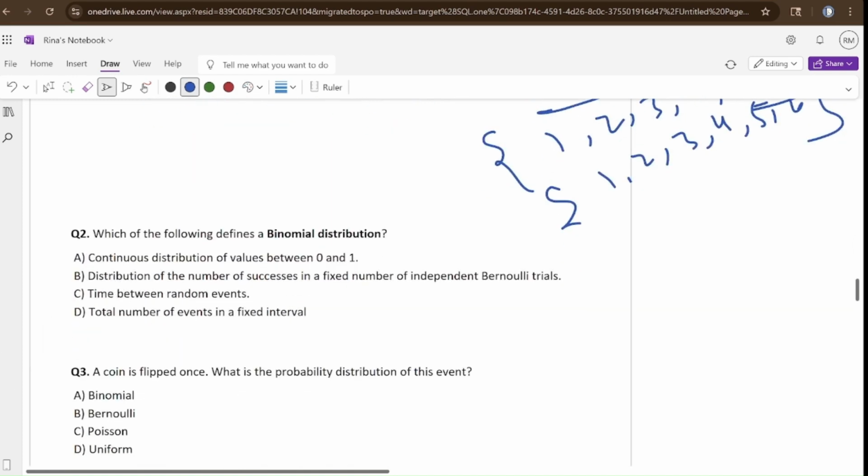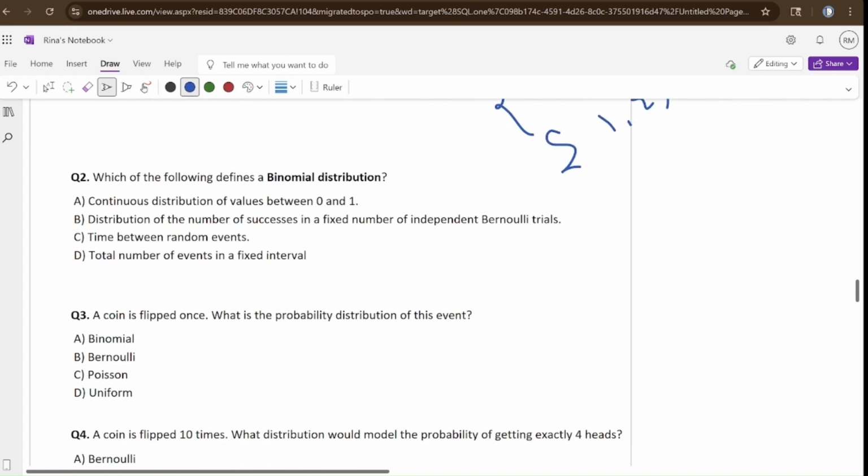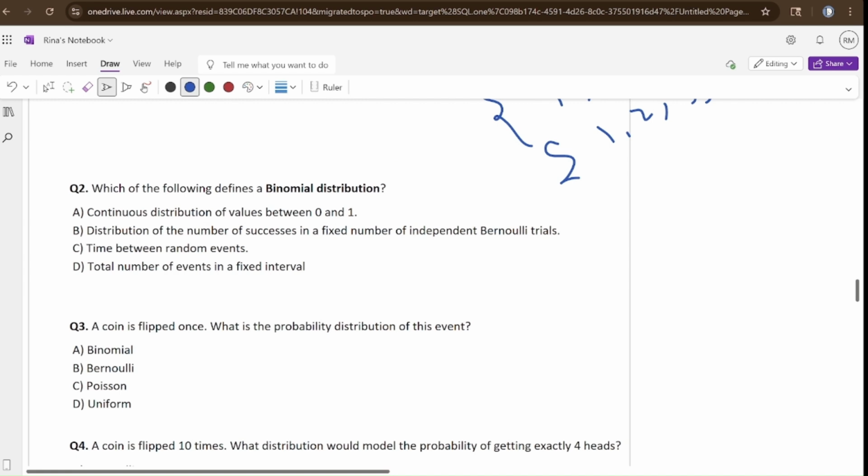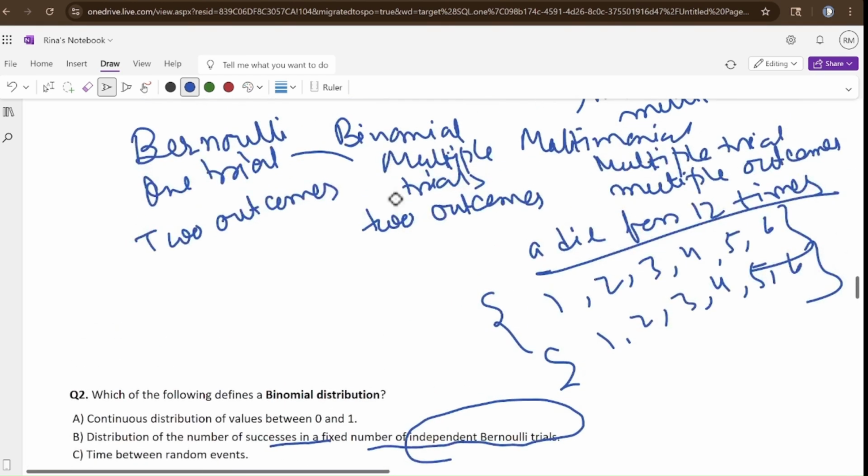Second question. Which of the following defines a binomial distribution? We have understood that binomial distribution means distribution of the number of successes in a fixed number of independent Bernoulli trials. When it becomes multiple, it becomes binomial. Okay, outcome is only 2.